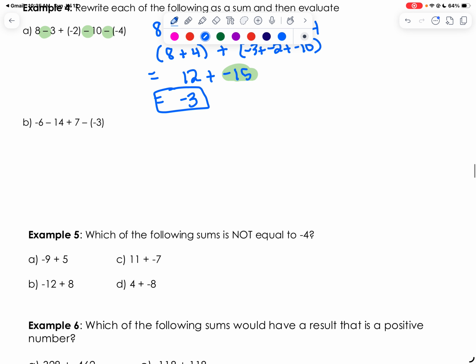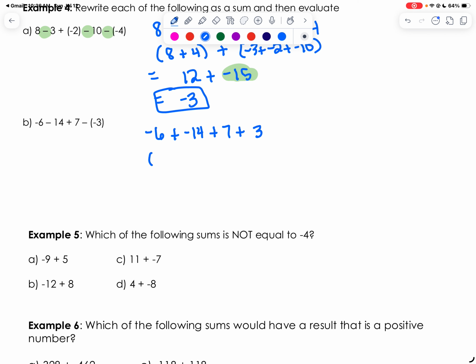All right. In problem B, we have -6 minus 14 plus 7 minus -3. All right, what I want you to do is pause the video and rewrite this as an addition of the opposite and then find the value of the expression. All right, welcome back. Let's see how you did. I kept the first number the same. I changed minus 14 to plus negative 14. I left the plus 7 the same because it was already addition. And then the minus negative 3 became plus positive 3.